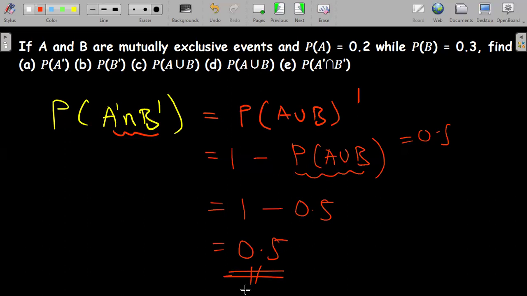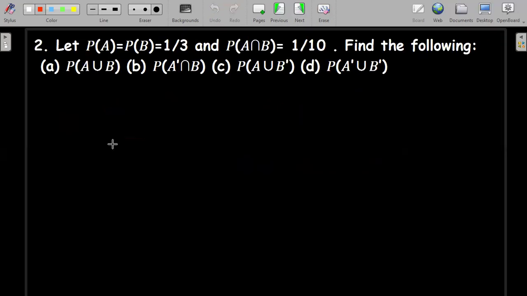So any questions there on number one? Yeah, so these are very straightforward. We start with the very simple ones, and then we go on and have the harder ones. All right, so we go to question 2, which is this one here. So question 2, what are they saying? They're saying let the probability of A equal the probability of B, which is 1 over 3, and then the probability of A intersection B is equal to 1 over 10.